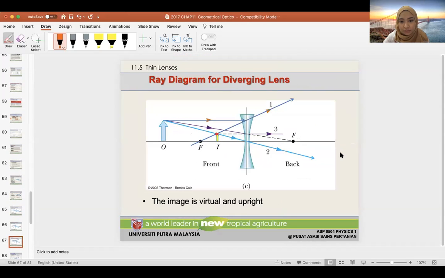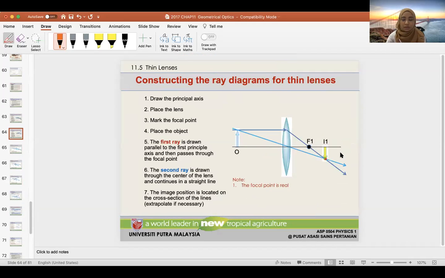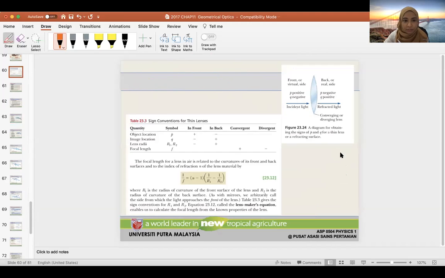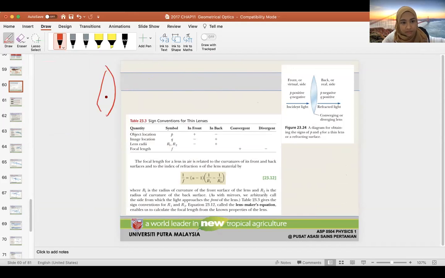Outer curve, the inner curve is not there. Okay, never mind, I'm going to draw it then. Okay, so we have the biconvex. So this side becomes R1 if my incident light comes from this side.